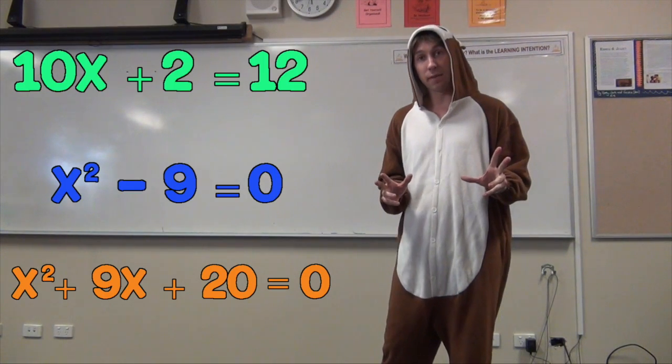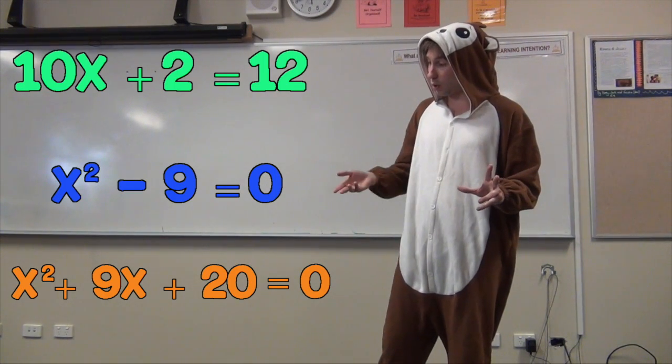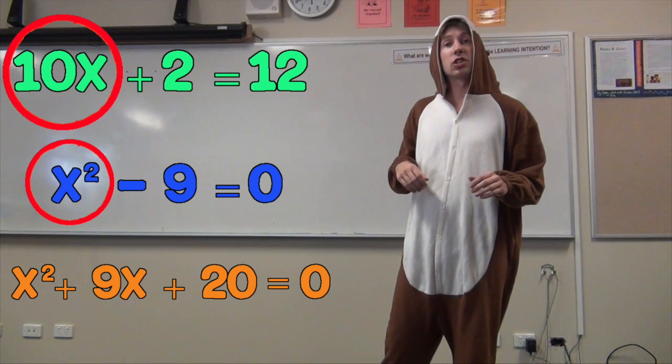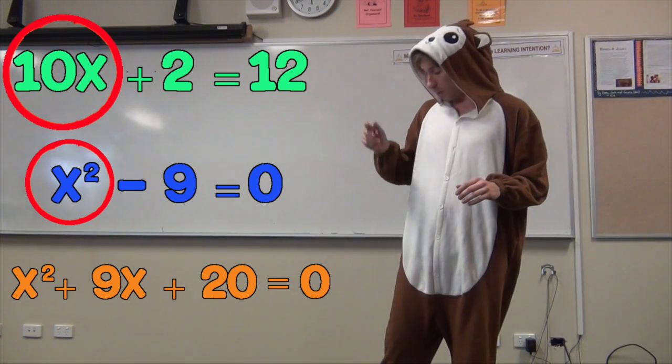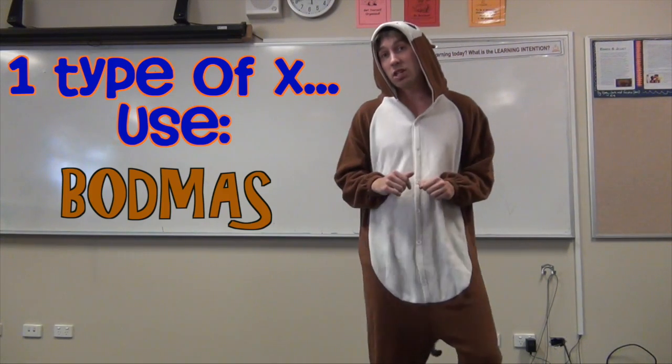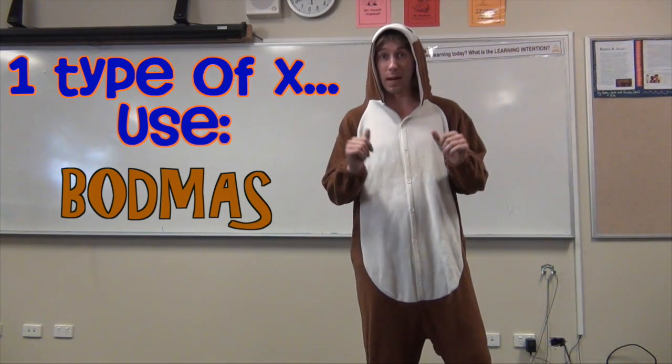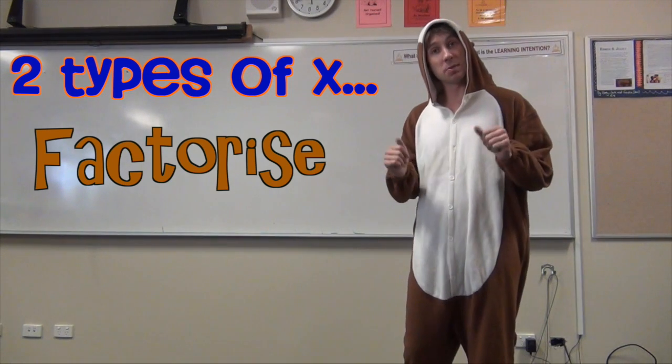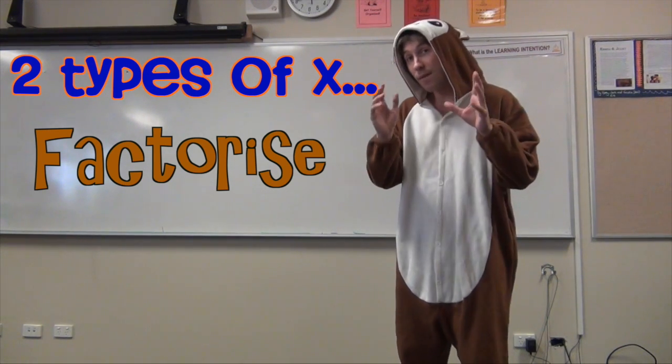Step two is to count how many types of x you have. For example, in the top and the middle equation that you can see here, I've got just one type of x, whereas in the bottom equation, I've got two types of x. If you have just one type of x, you need to use BODMAS to solve. Whereas if you have two types of x, you need to go through and factorize in order to solve.